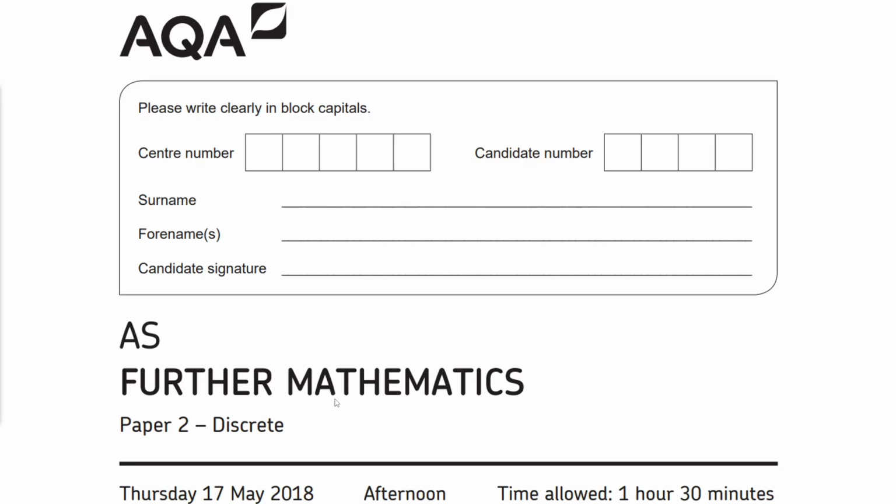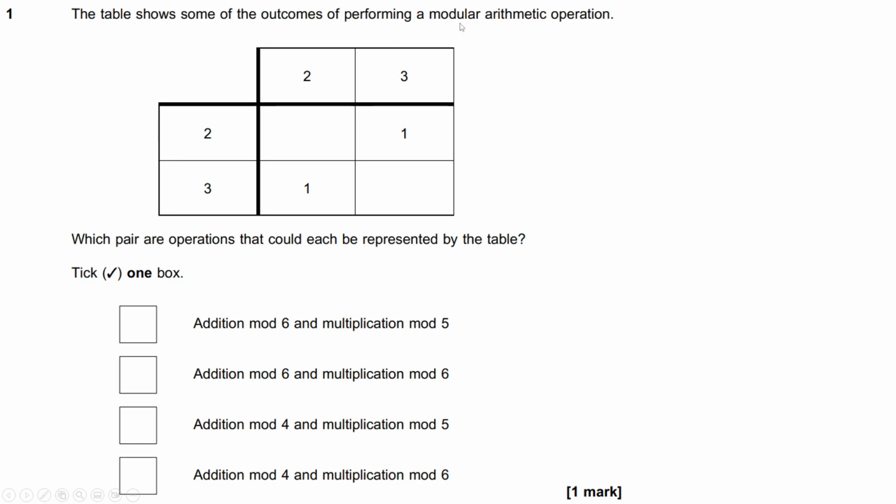This is 2018 Further Discrete. It's the AS paper 2 and it's AQA. Okay, so we've got this table here and we just want to see which of these operations it could be.